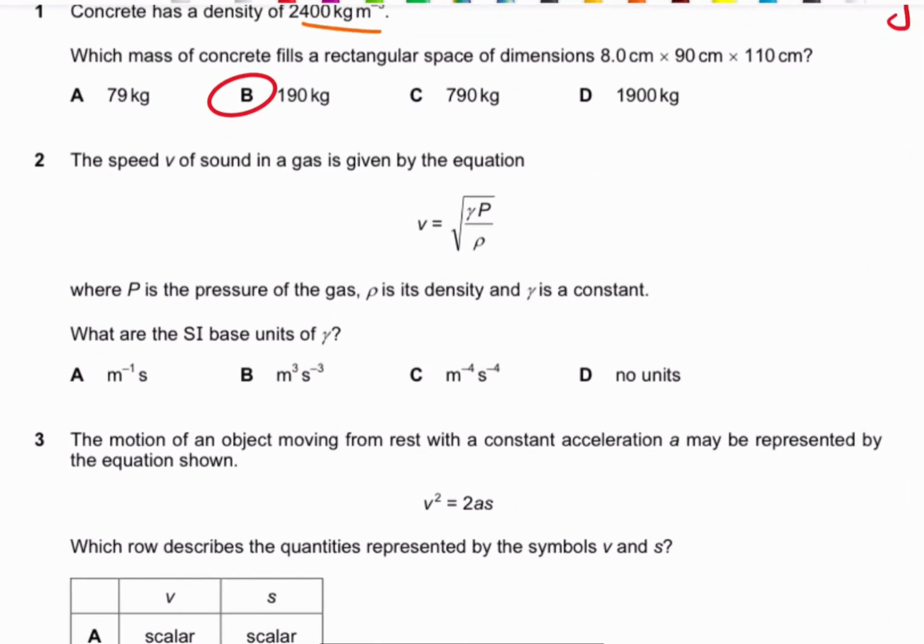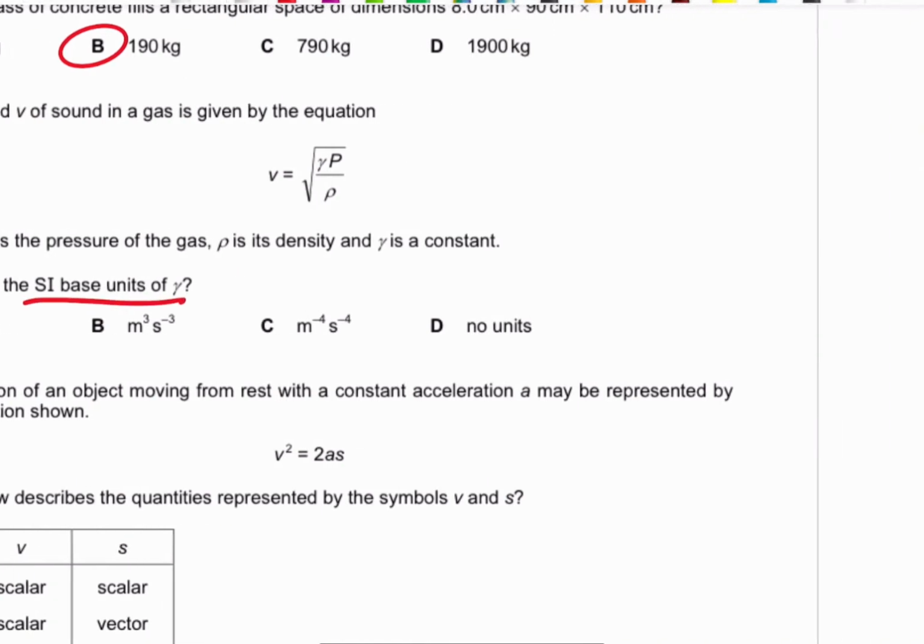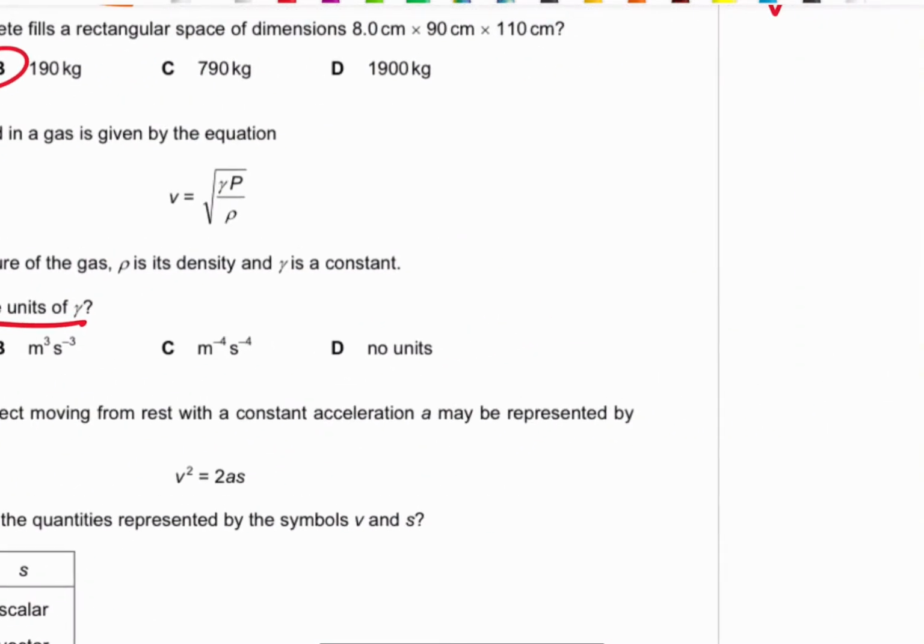Okay. For question number 2, the speed v of sound in a gas is given by that equation, where P is the pressure, rho is the density and gamma is a constant. What are the SI base units of gamma? So for questions with SI base units, it will always be the same. Make that quantity the subject of the formula. That's the first step.